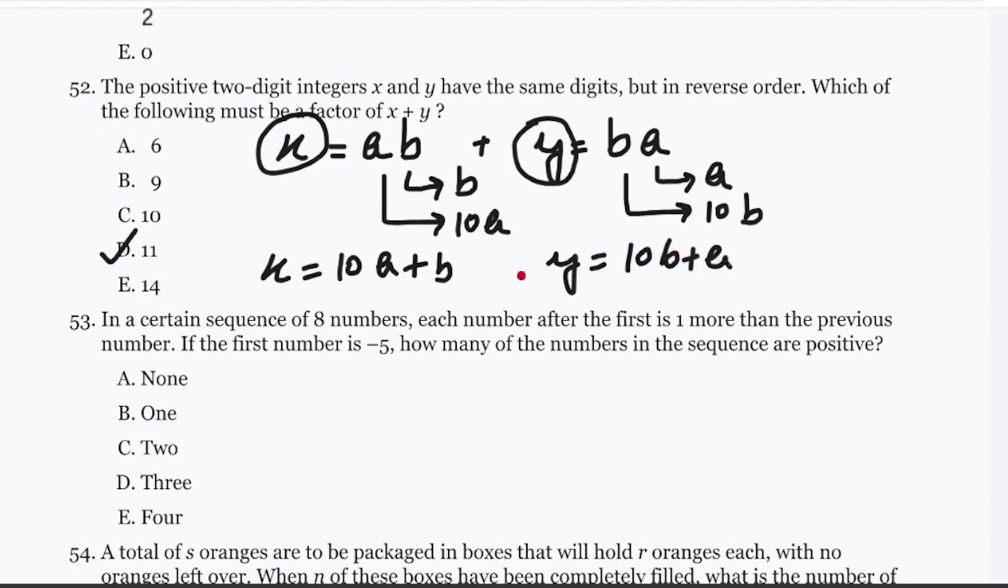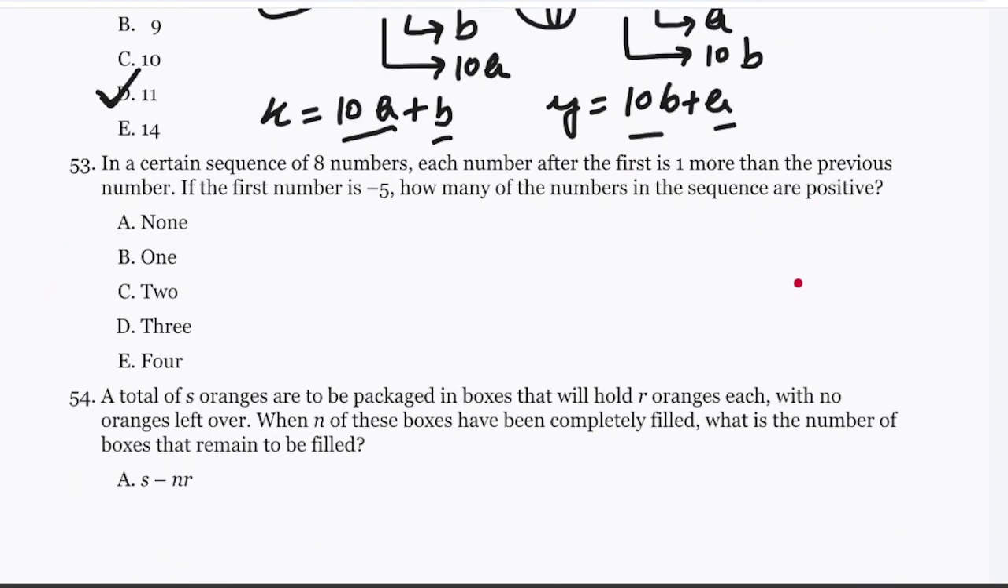So if I add both of them, x plus y, I get 10a plus a, 11a, and b plus 10b, 11b. 11 is common, and a plus b. From here I can say which of the following must be a factor of x plus y? 11. So that is the answer. So this is the logic behind it.